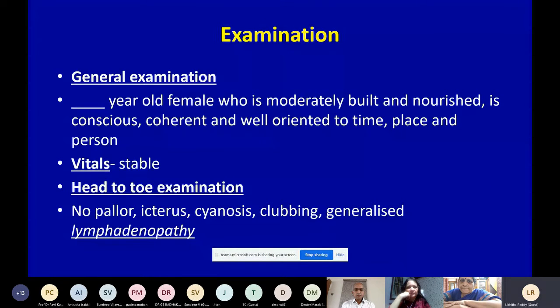Then coming to the examination, the general examination: the build, how the patient is based on the higher mental functions, and also the vitals of the patient. Head-to-toe examination is vital, especially in a syndromic case, so I would like to examine all of that. And in this patient specifically, I would also like to look for generalized lymphadenopathy, because it is associated with Hodgkin's lymphoma.